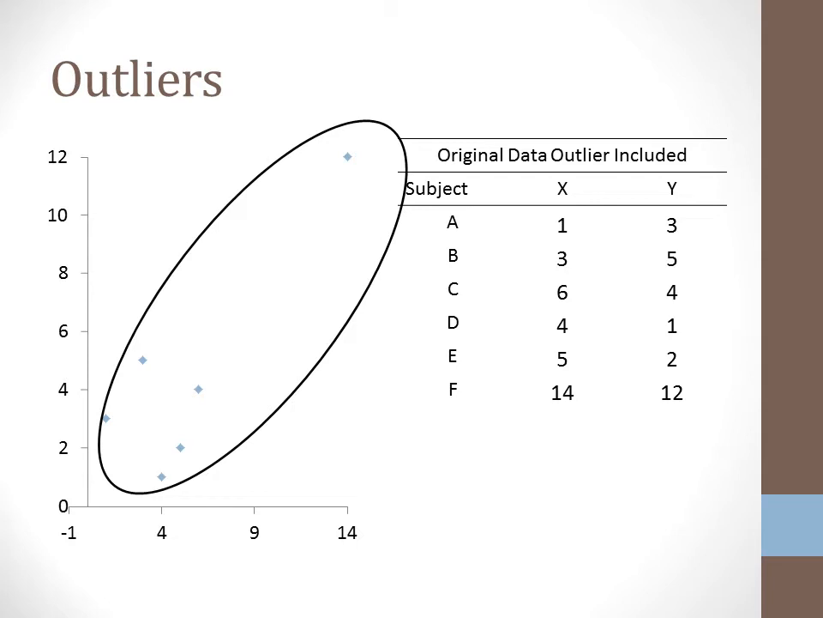Our R has now gone up to 0.85, which is again a very strong correlation. So note that a single outlier can drastically alter the value of a correlation, thereby affecting one's interpretation of the relationship between the x and y variable.